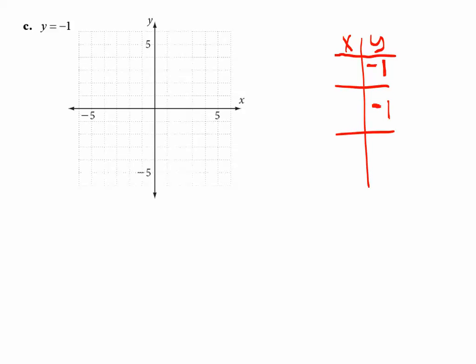Whatever number you like, but y has to always stay -1. And then your choice for whatever you want x to be. So 0, -1. How about 3, -1, and -2, -1? I think almost everybody had that line drawn as well, right? So it's a little bit underneath the x-axis.